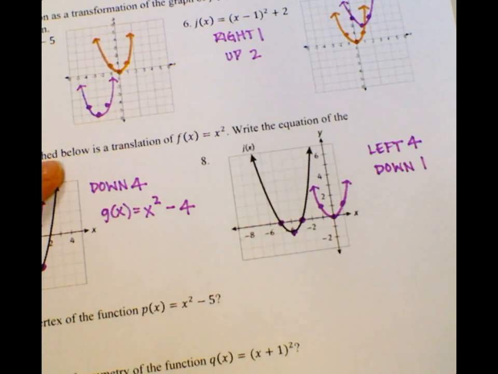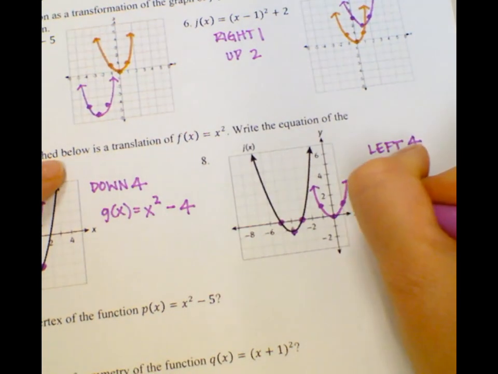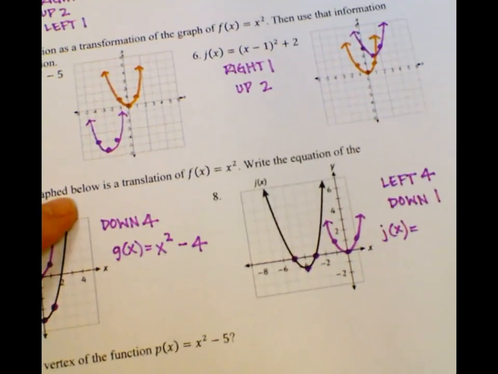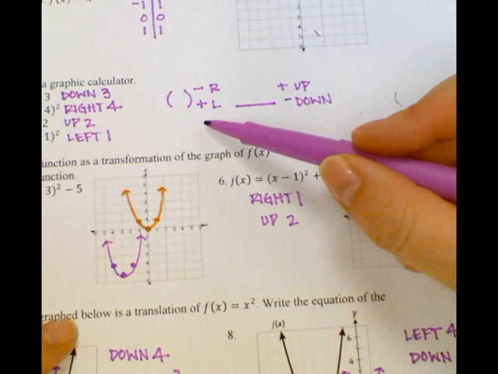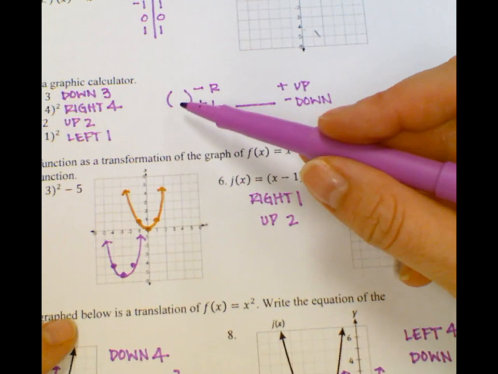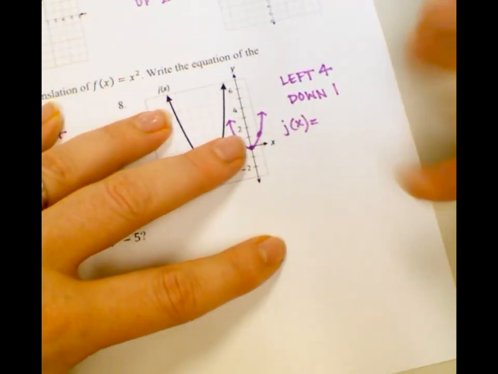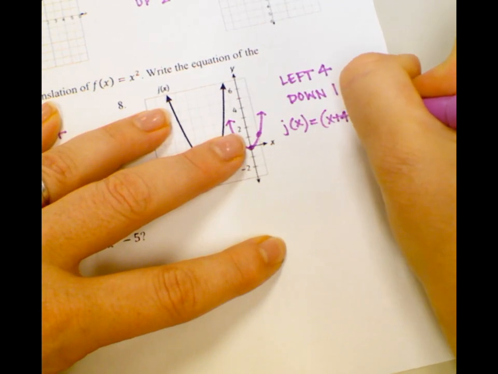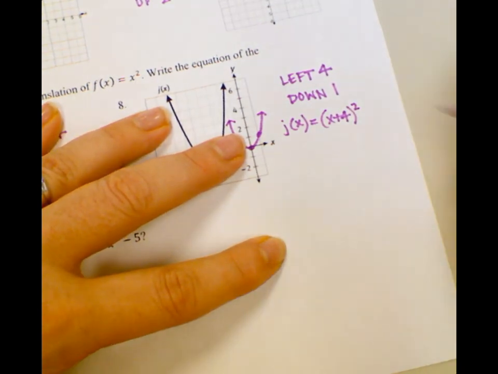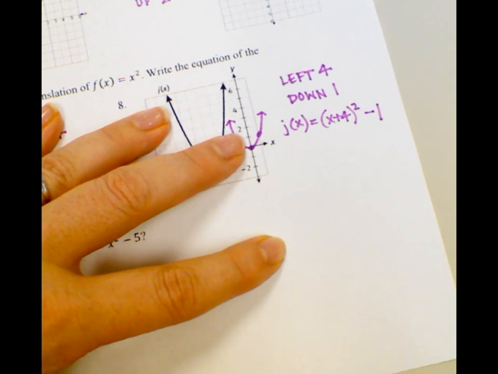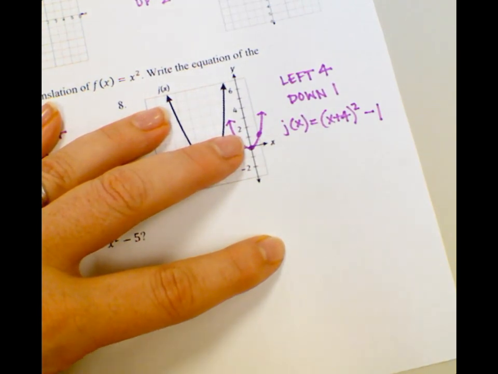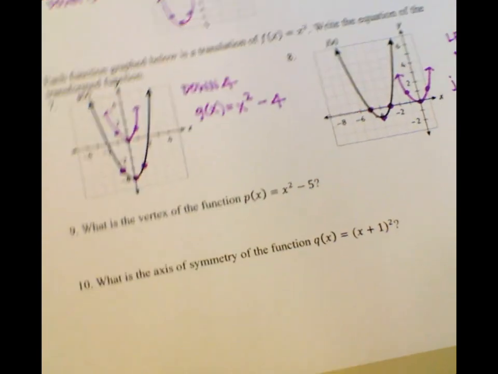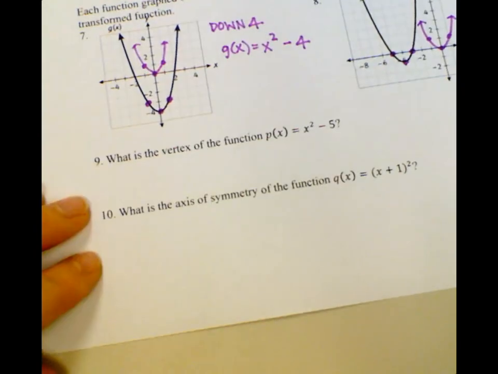All right, now, this one says this is j of x. If you have to look at your cheat sheet for left 4, look at it. Okay, so left is a plus sign, and it better be in parentheses. So left is a plus sign, and it better be in a parenthesis. Down is outside. Okay, see what I mean? Not hard.